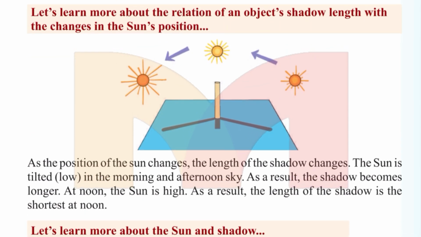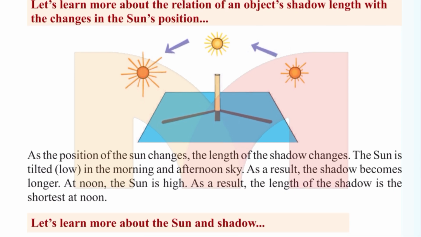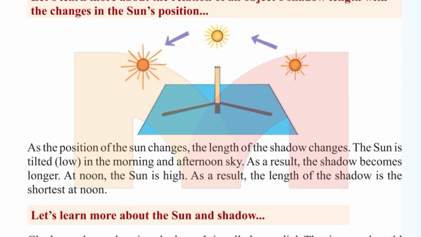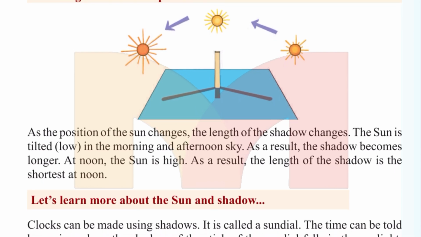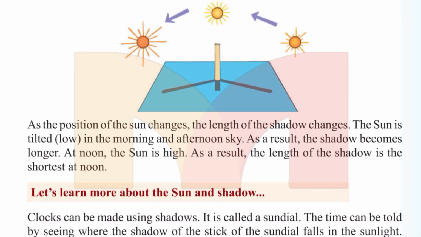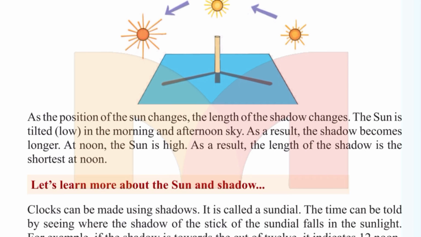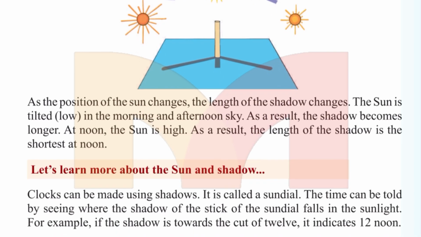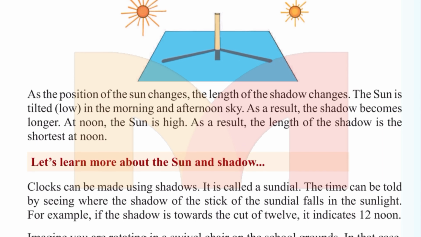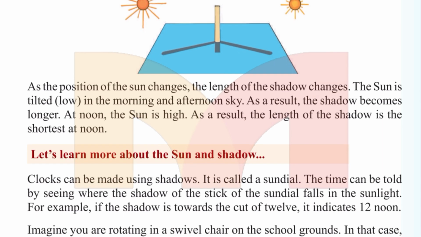Let's learn more about the relation of an object's shadow length with the changes in the sun's position. As the position of the sun changes, the length of the shadow changes. The sun is tilted low in the morning and afternoon sky. As a result, the shadow becomes longer. At noon, the sun is high. As a result, the length of the shadow is the shortest at noon.